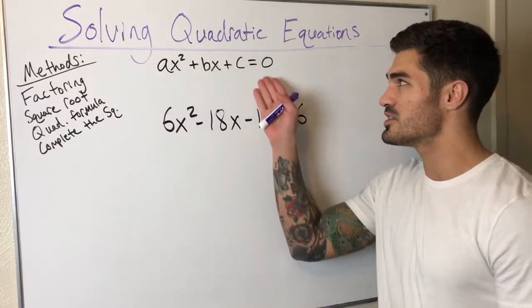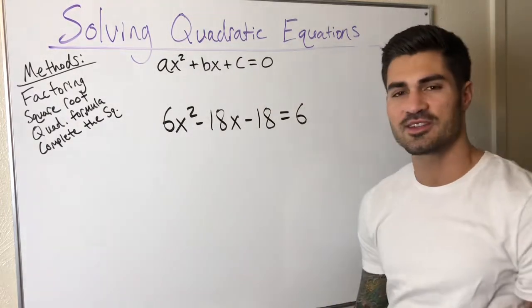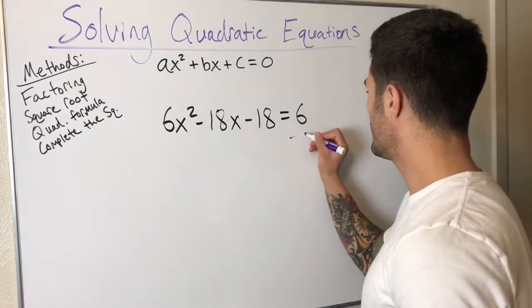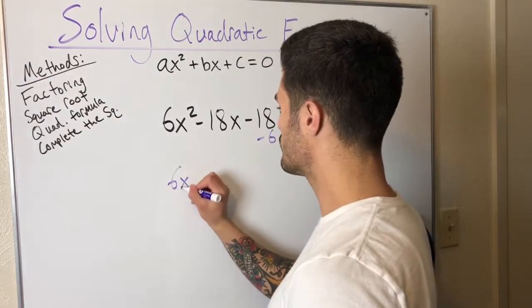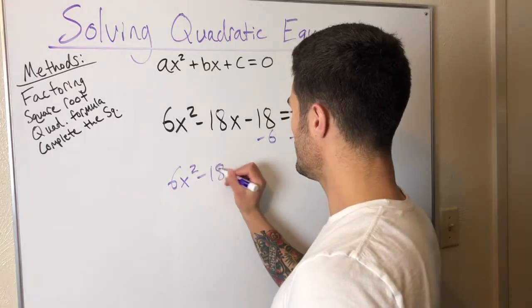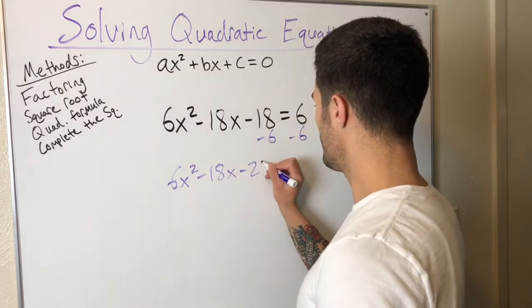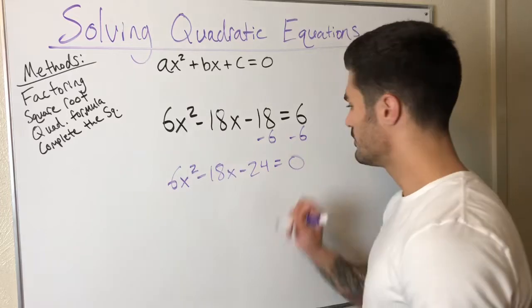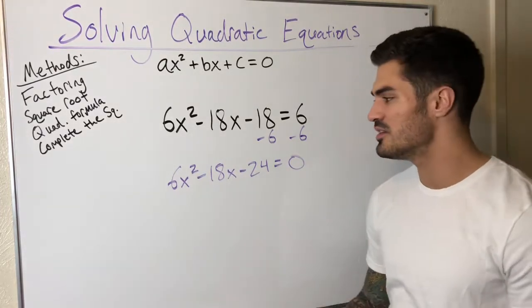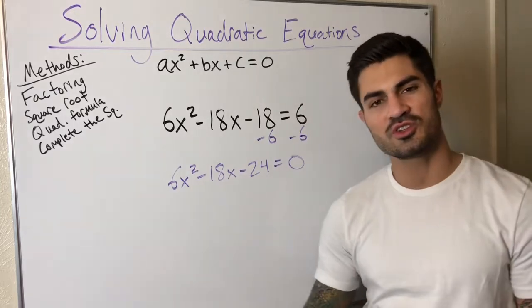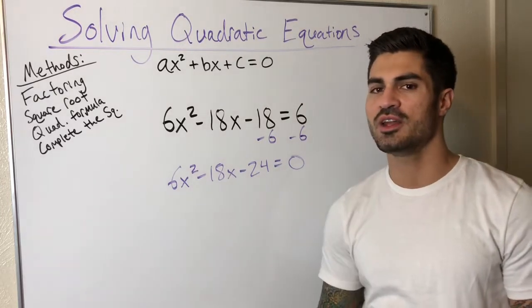I need to set it up like this with 0 on one side. So I'm going to subtract 6 from both sides. So minus 6, that gives me 6x squared minus 18x minus 24 equals 0. So what I could do is I could factor this from here and just use the AC method. But there's a trick I can do that makes my life a lot easier.